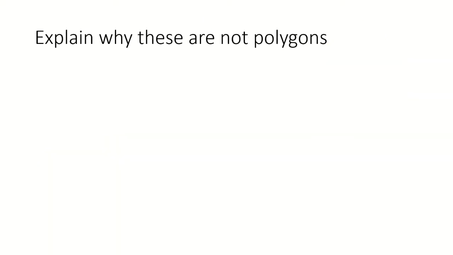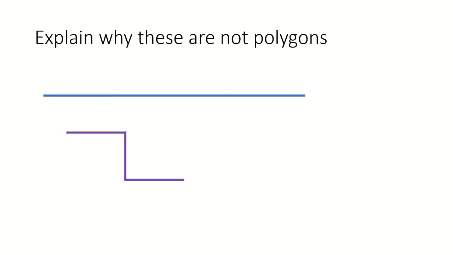So can you explain why these are not polygons? First of all, we've got a straight line. Now think about that definition of a polygon. It is a two-dimensional shape with straight sides. Now it does have straight sides, but it's not two-dimensional. A line is one-dimensional. So that's the same for this one. Those ends don't join up, so that cannot be a polygon. It's still a one-dimensional shape.